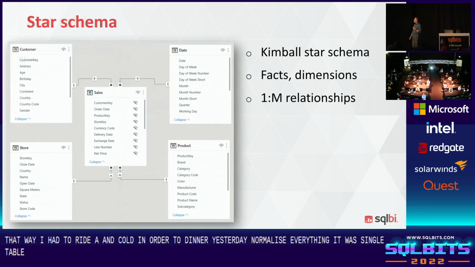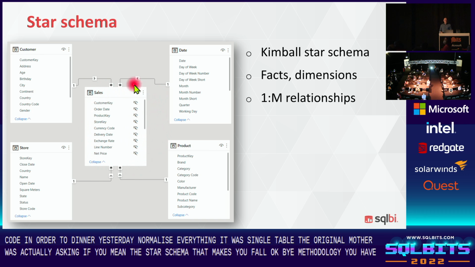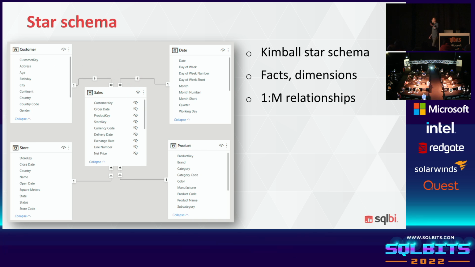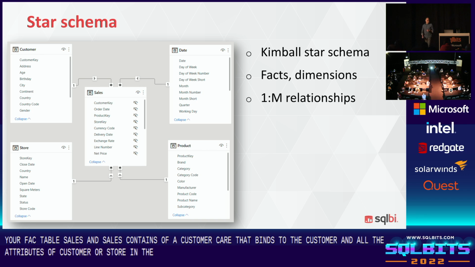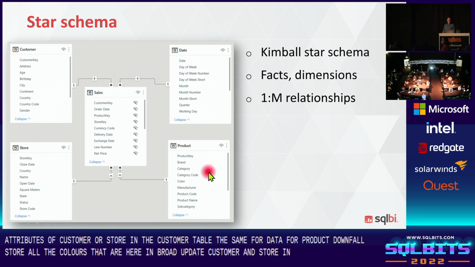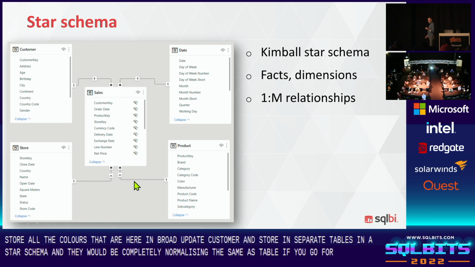The original model was actually a star schema. If you build a star schema, that means you follow Kimball methodology. You have your fact table, sales, and sales contains the customer key that points to the customer, and all the attributes of customer are stored in the customer table. The same for date, for product, and for store. All the columns that are here in product, date, customer, and store are in separate tables in a star schema, and they would be completely denormalized in the sales table if you go for the single flat table.